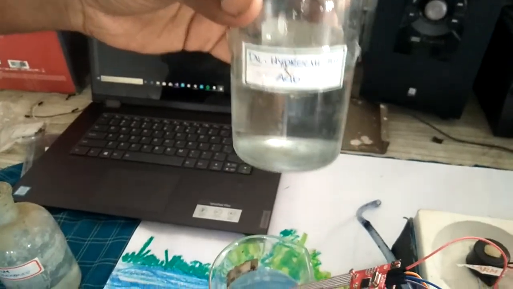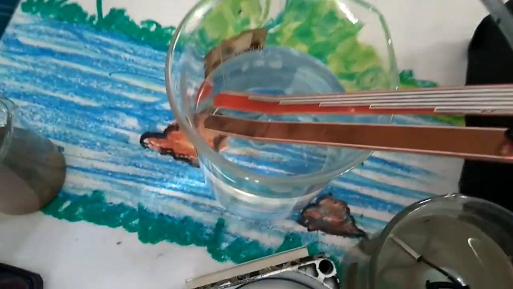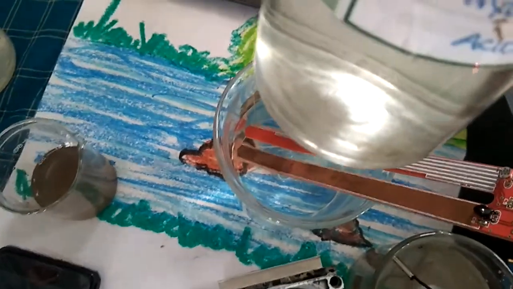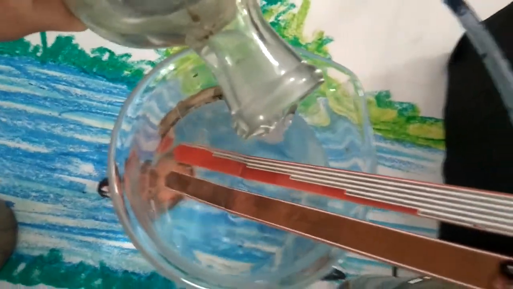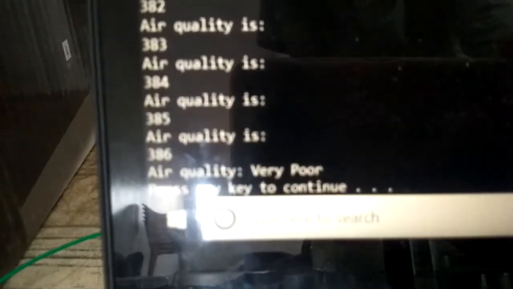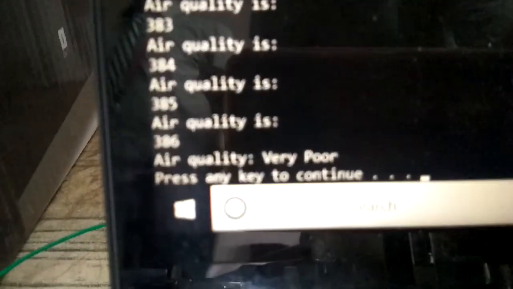In the next level, the pH sensor will sense the pH of the water. So I am pouring hydrochloric acid in it. As I pour, you can see the pH rate reducing. And after the pH checkup, the air quality is also displayed.